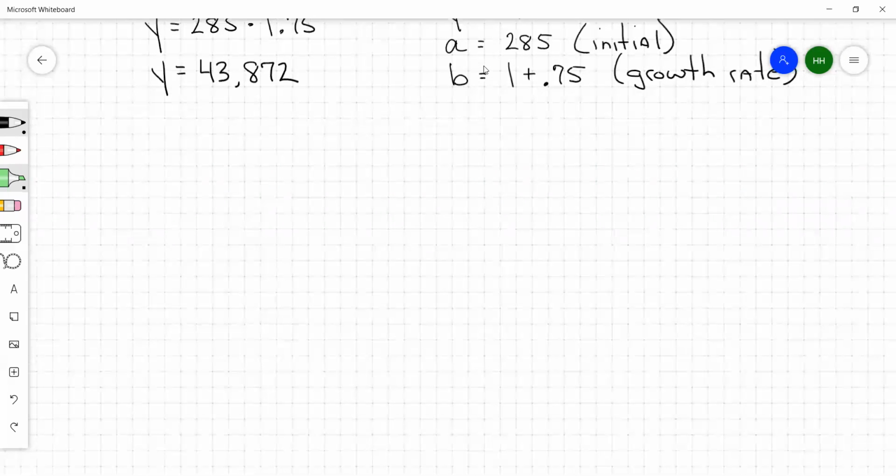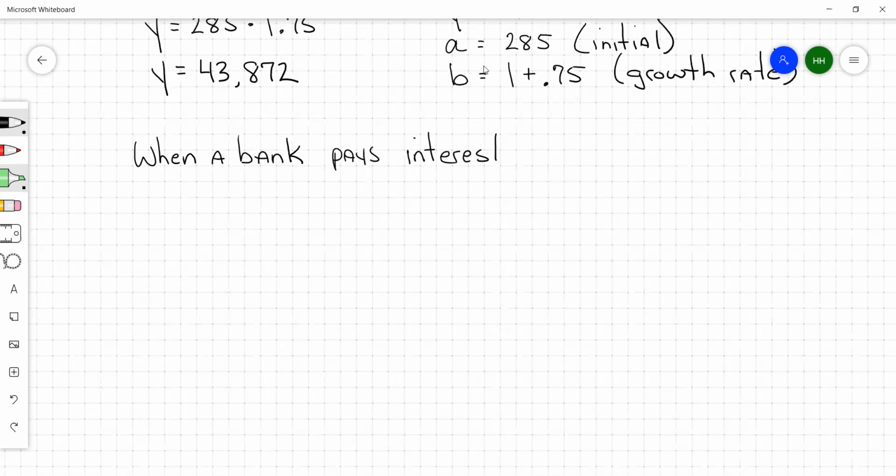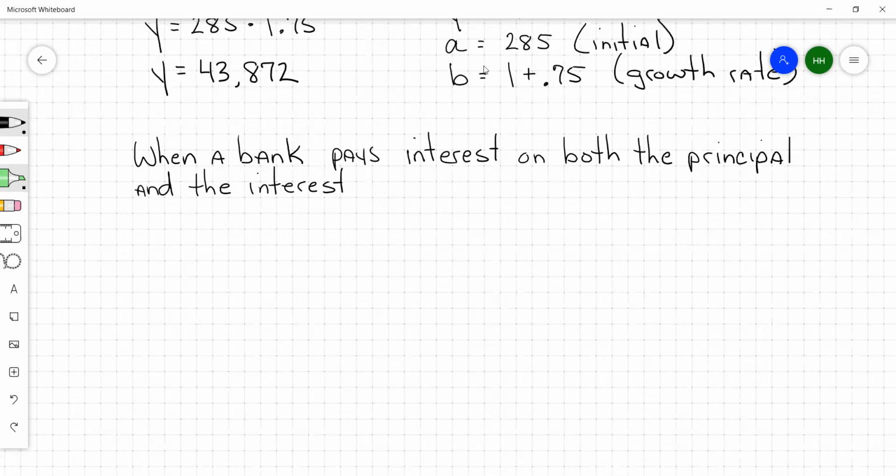All right, we're going to say that when a bank pays interest on both the principal and the interest, the bank is paying compound interest.